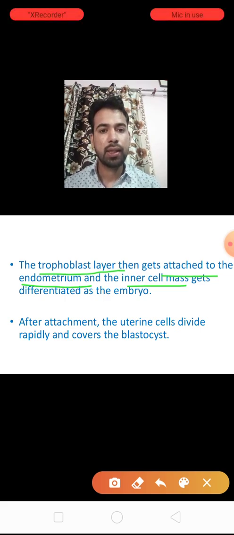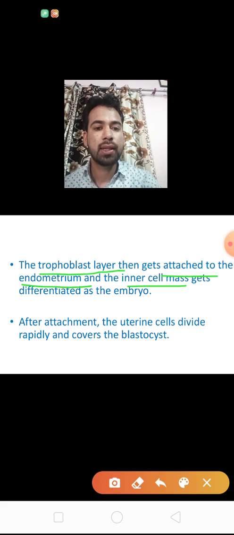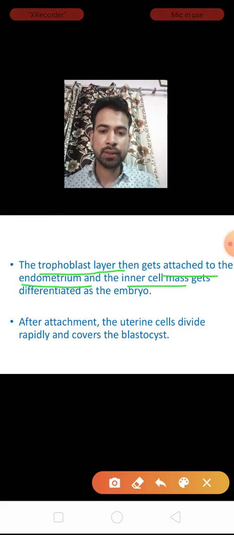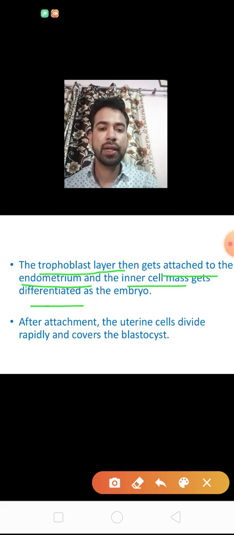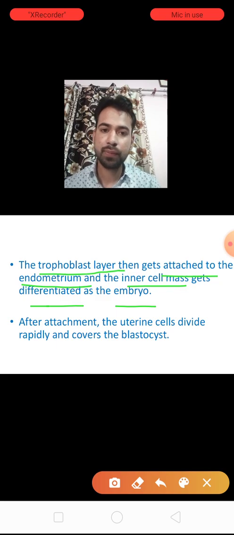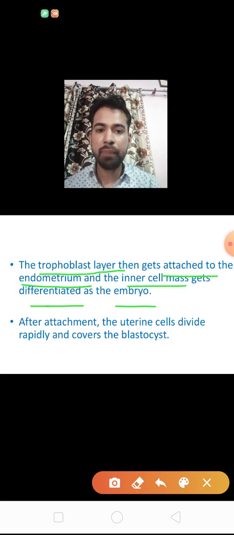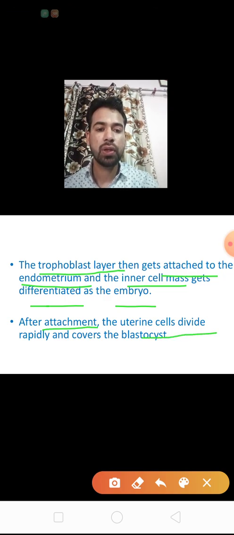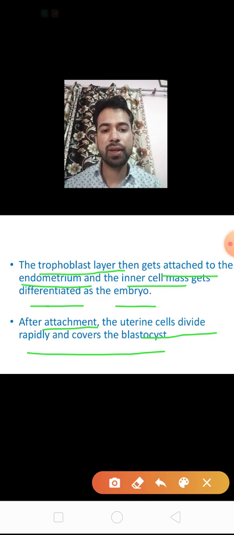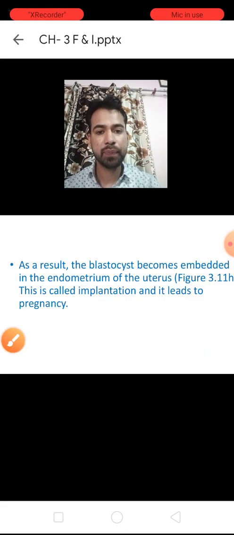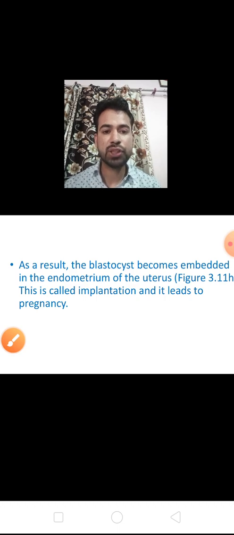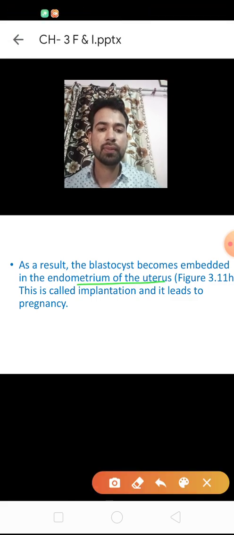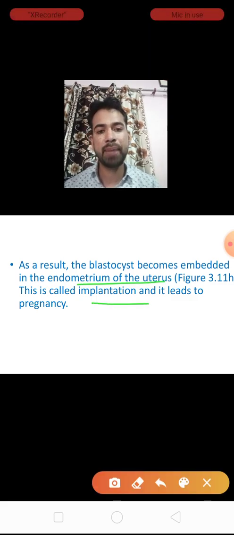Clear? Now second, the inner cell mass. It is also a part of the blastocyst. The inner cell mass differentiates as the embryo. Okay, it develops into the embryo. After attachment, the uterine cells divide rapidly and cover the blastocyst. As a result, the blastocyst becomes embedded in the endometrium of the uterus, and this process is called implantation.